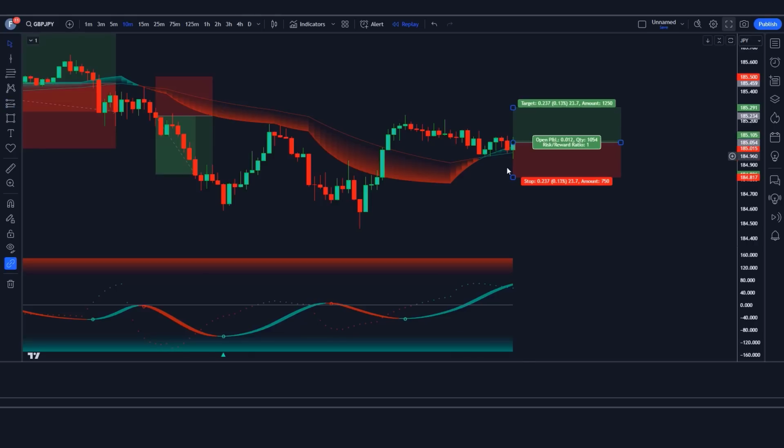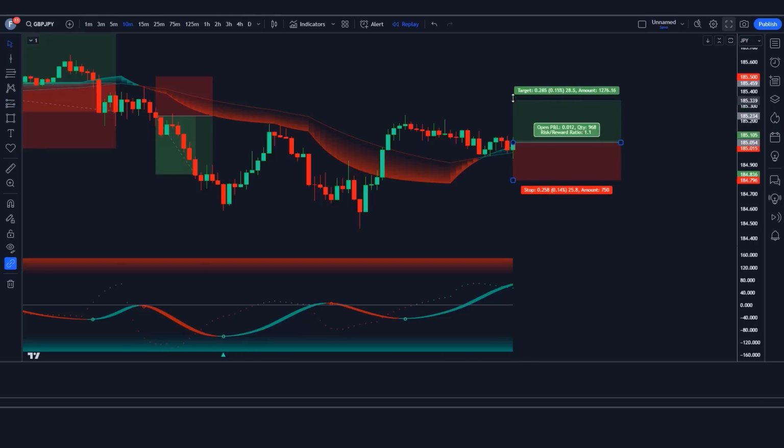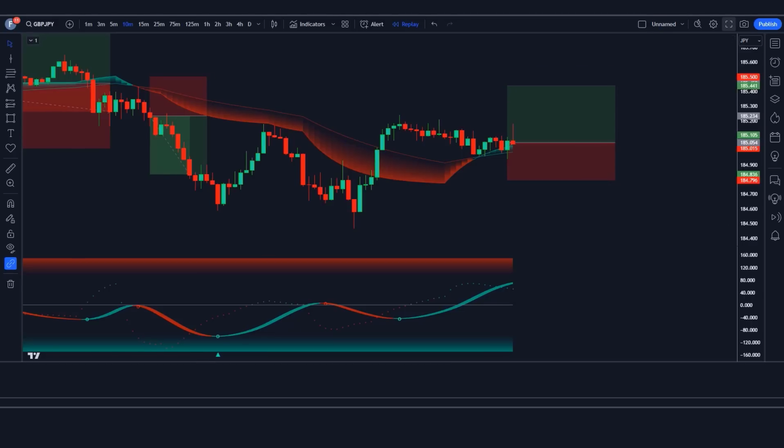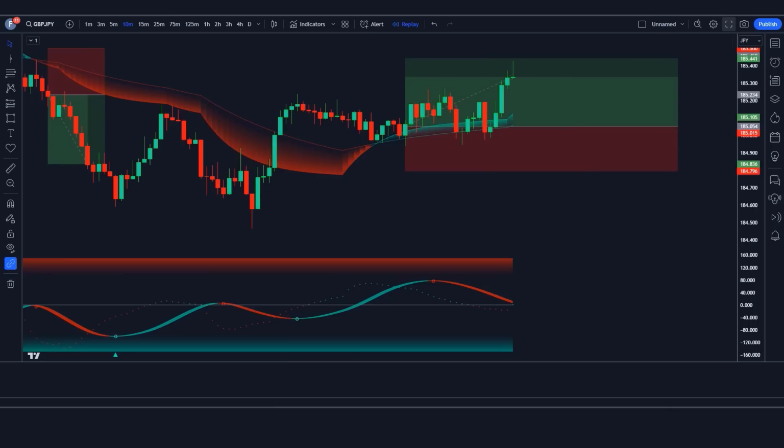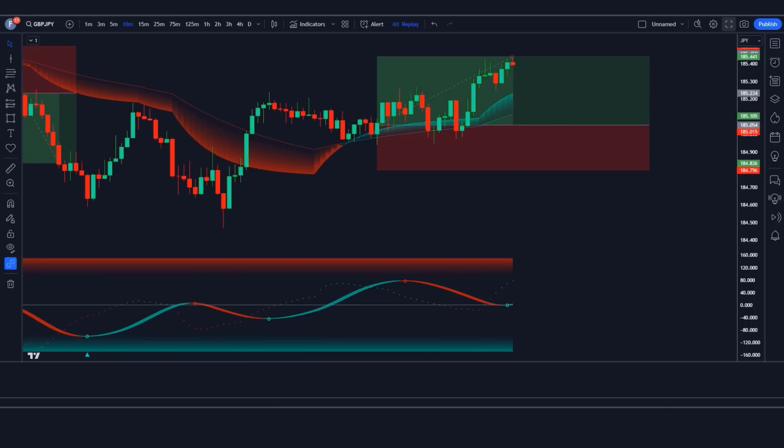Our stop loss is to be placed at the previous low of the liquidity area, and the risk to reward ratio will be 1:1.5. Let's see what happens to our trade. Our trade is running in profit. We have won the trade.